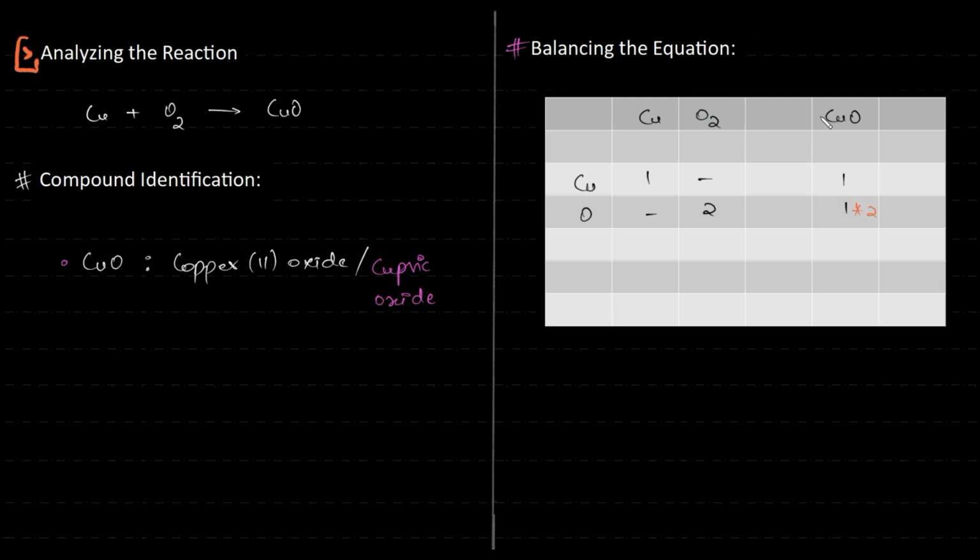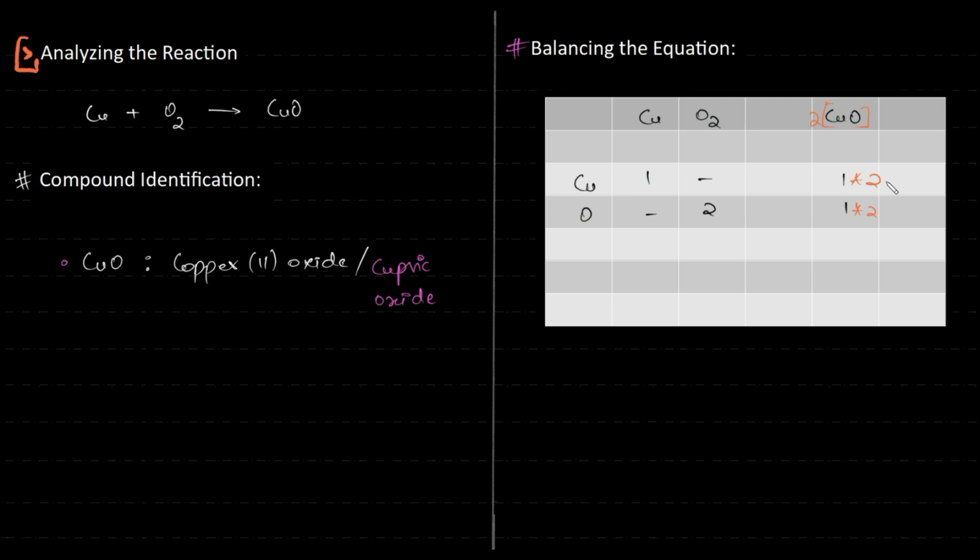So we'll multiply this with 2. Reason being, if I want 2 oxygen on the product side, there has to be a pair of CuO. Your cupric oxide has to be 2. Think about it: only with 2 CuO will we get 2 oxygen. Yes, if this is 2 CuO, even the copper will be 2 of it.